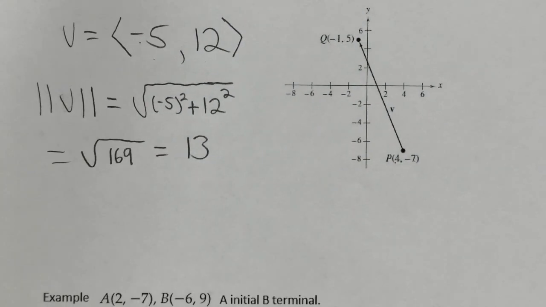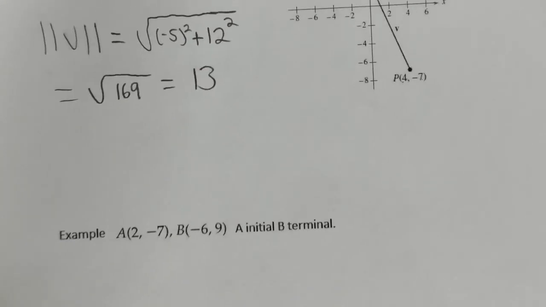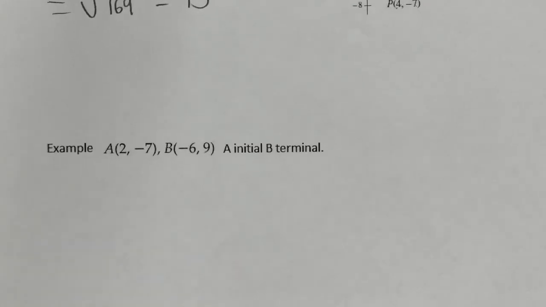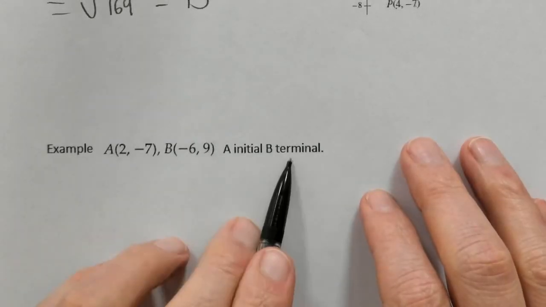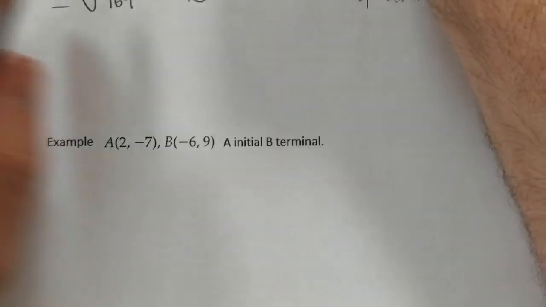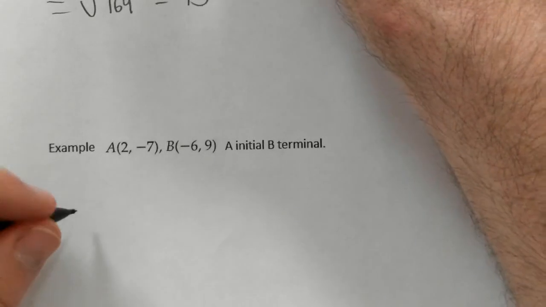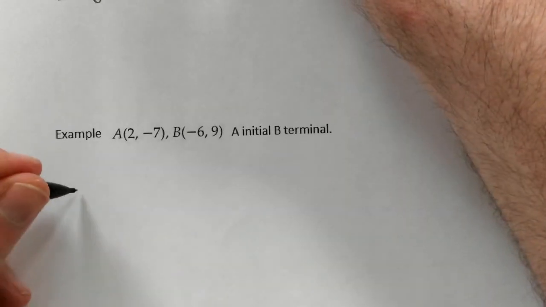Okay. One more example for us to look at here. This time they just give us the 2 points instead of the graph to look at. Okay, same idea. They tell us A is the initial point, B is the terminal point. Because like I say, that does make a difference as far as the component form is concerned. So we need to know which is the initial point and which is the terminal point.